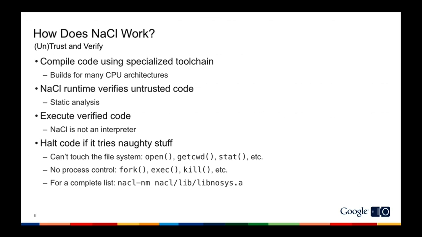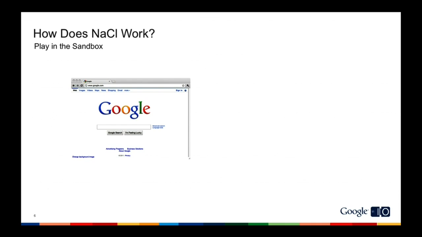So these are some of the restrictions that I alluded to earlier. You can't directly touch the file system of the client computer. You can't do open, stat, things like that. You cannot fork off a process, obviously. That would be bad. You can't kill things. You can get a complete list of all the disallowed system calls from libnosis.a. That all comes in the SDK. If you download it, and at the end you'll see a link of where to get that.